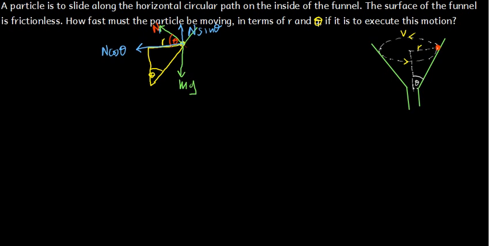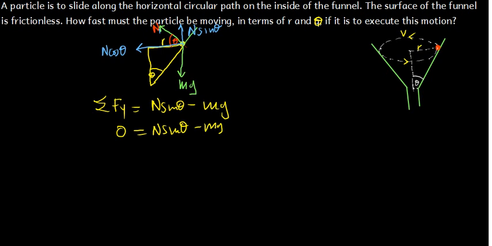Looking at the net forces in the y, what is going up is normal force sin theta minus what's going down, that is mg. So the net force is 0 because it's moving in a horizontal circle in the y. And I can take mg to the other side, so that would be normal force sin theta being equal to mg.